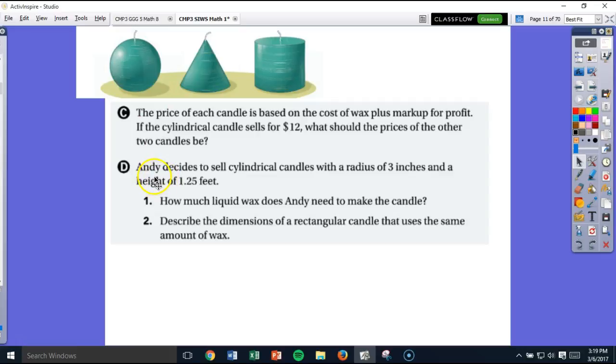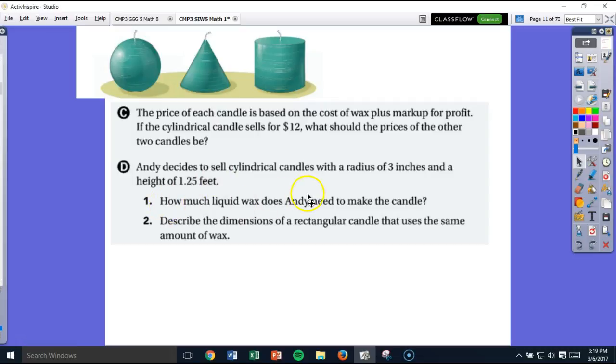And finally in D, Andy decides to sell cylindrical candles, these ones with a radius of 3 inches and a height of 1.25 feet. Well, this is inches, this is feet. We need them to both be the same unit of measure, so let's convert our 1.25 feet to inches, which you'll wind up with 15 inches for your height.